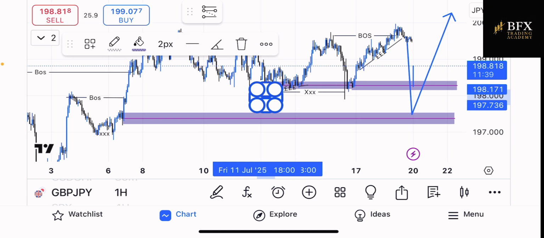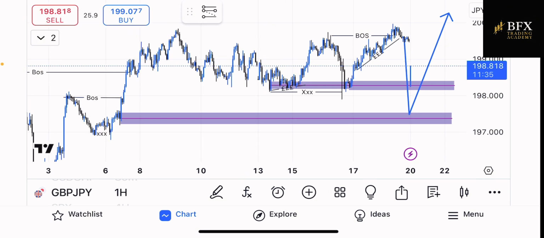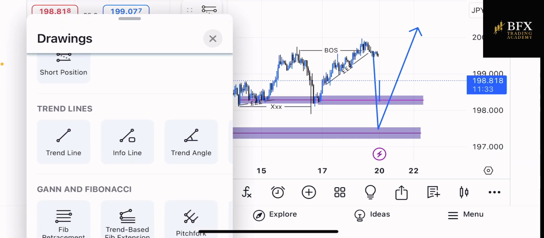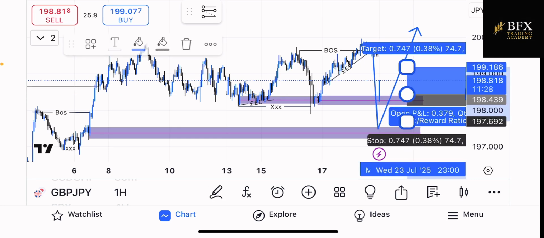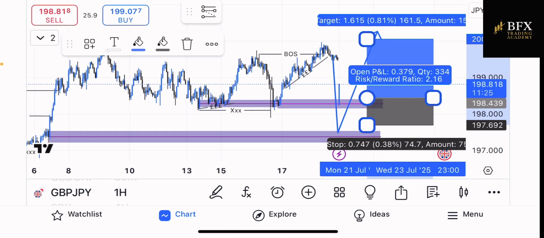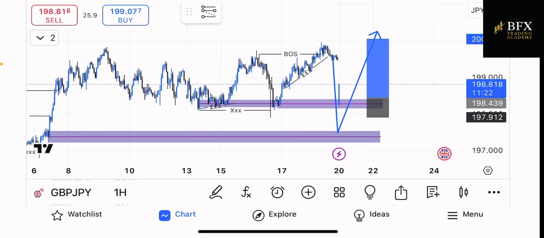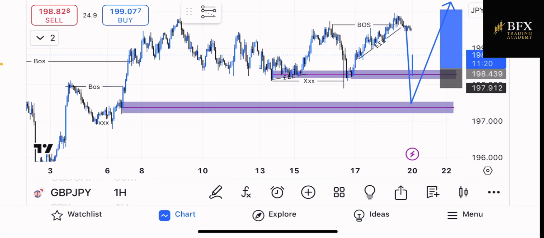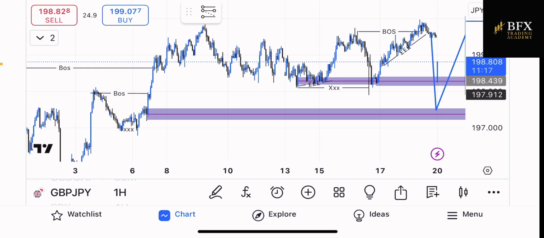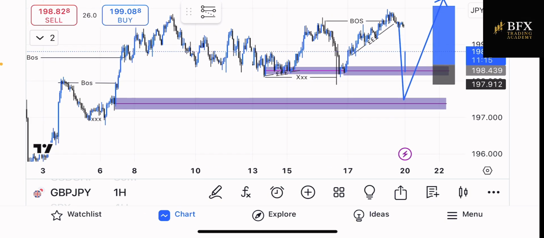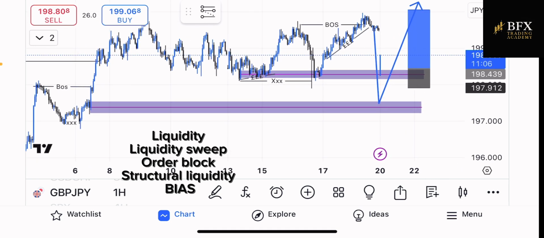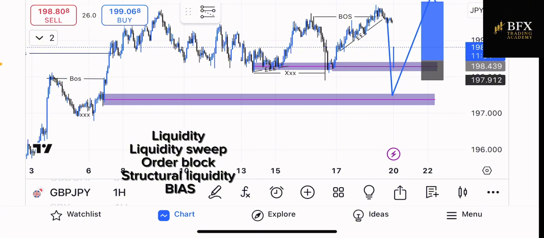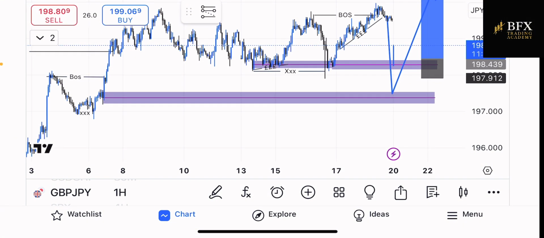So that's just it. So this is a live analysis. So I will go long at this zone here, but I will trade with proper confirmation. So guys, here is it about the Structure SMC, where we talked about the liquidity, we talked about liquidity sweep, we talked about order block, we talked about the market bias, we talked about the structural liquidity, and what again.